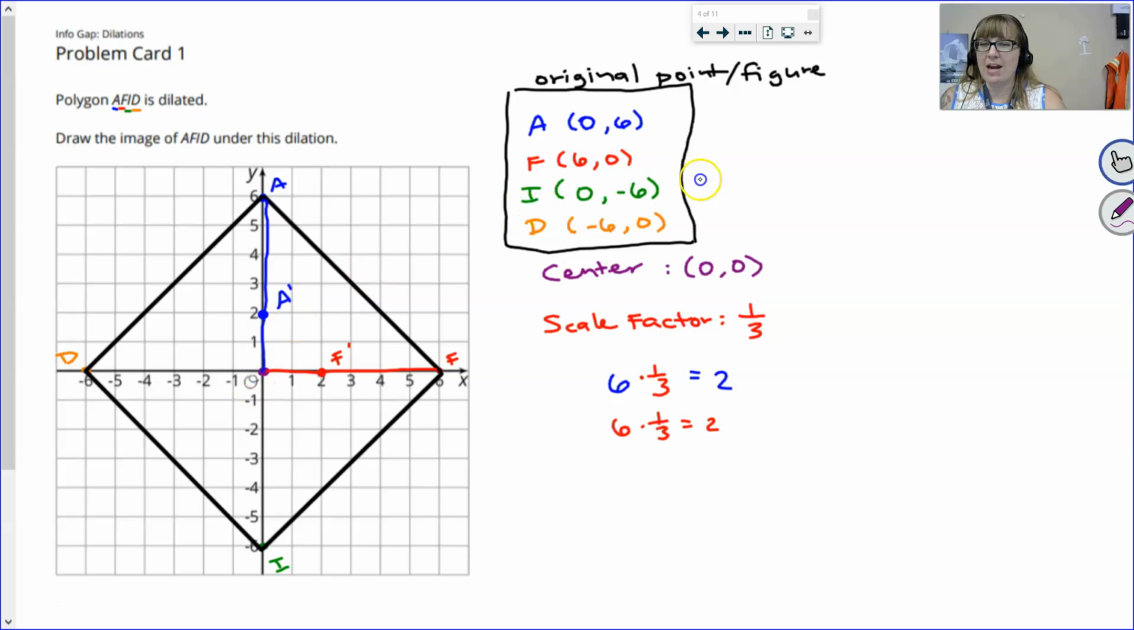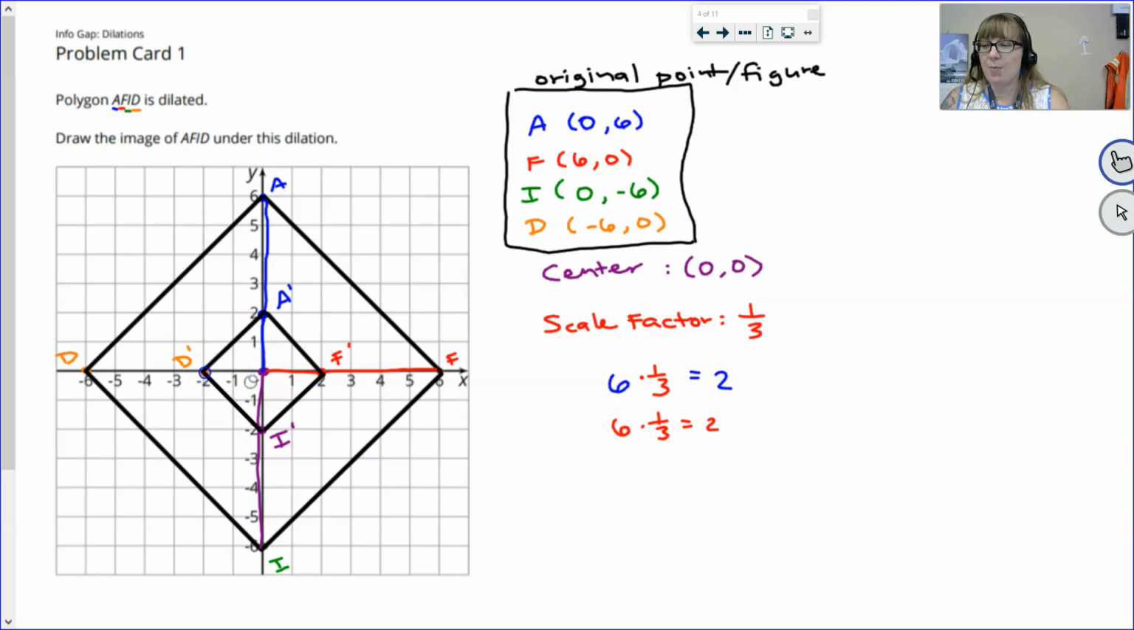Continuing on, I hope that you agree I don't need to continue with these calculations. I is 6 away, 1/3 of 6 is 2, so it's 2 away. There's my I prime. D is also 6 away, and 1/3 of 6 is just 2, so it's 2 away, and there is D prime. We're not done yet. Yes, we found the new location of those points, but we need to actually dilate the whole polygon. So these vertices help us know what that polygon will look like, and then we draw those line segments, actually turning it back into a polygon.